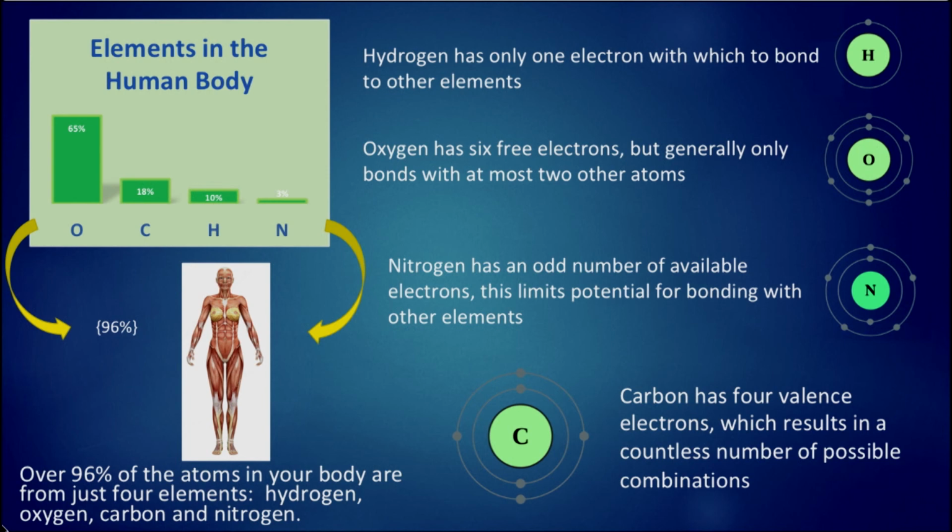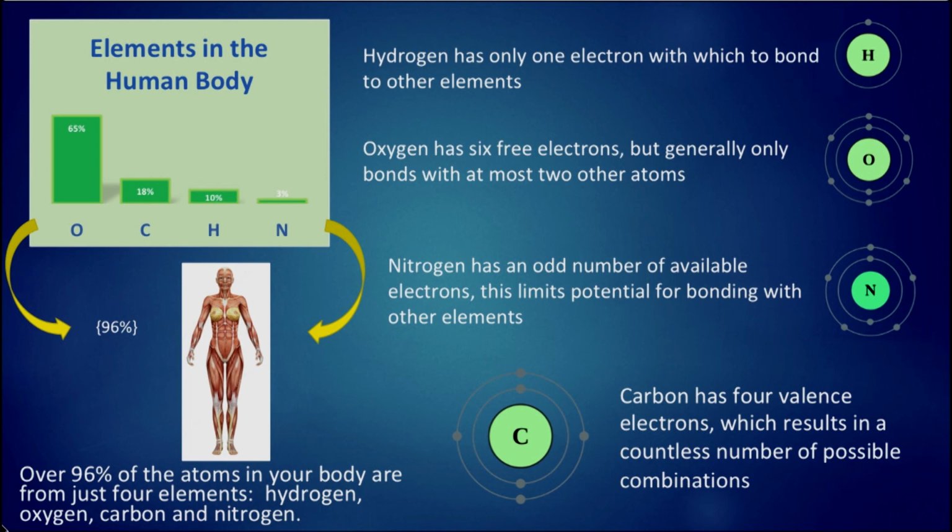Hydrogen is the simplest element, with 1 electron to bond to other elements. It can, of course, form a molecule, but it can also form complex chains with that 1 free electron. Oxygen has 6 free electrons, but generally only bonds with 2 other atoms. Oxygen is also highly reactive. Nitrogen has an odd number of available electrons, and that limits its potential for bonding with other elements.